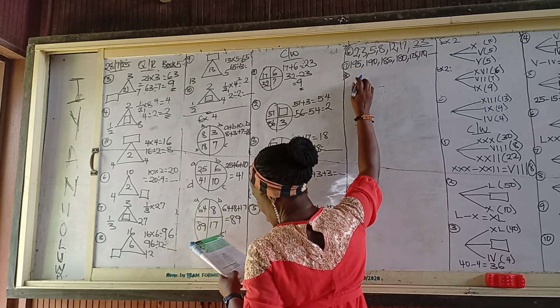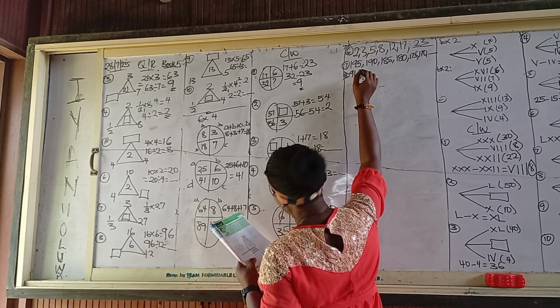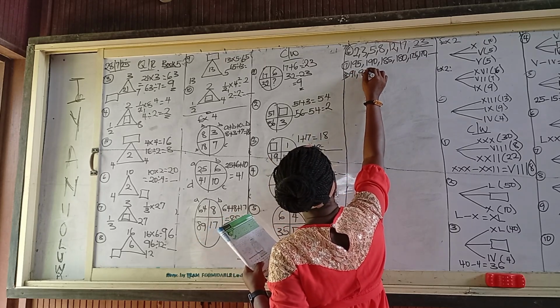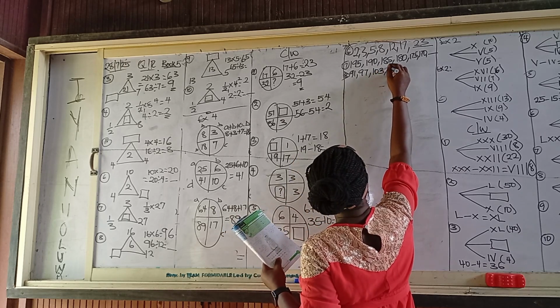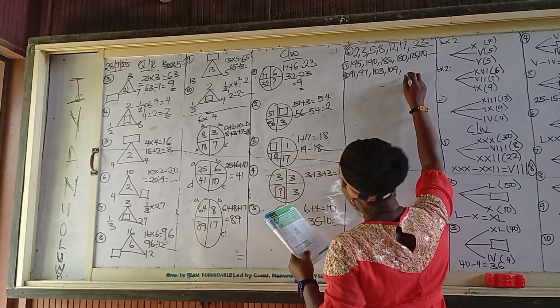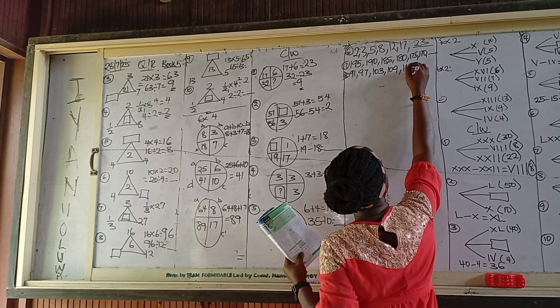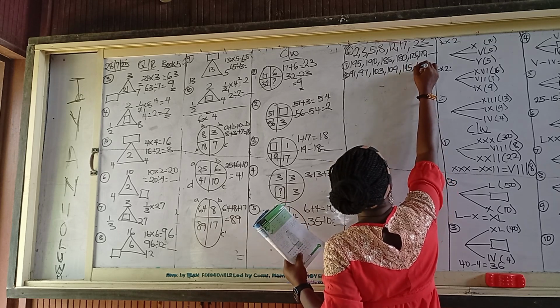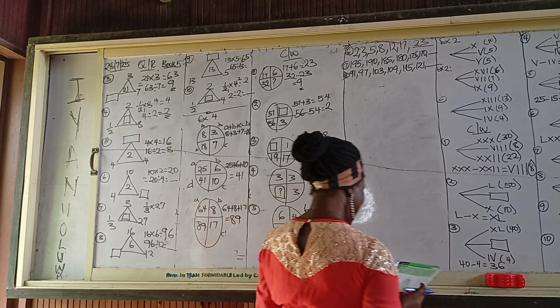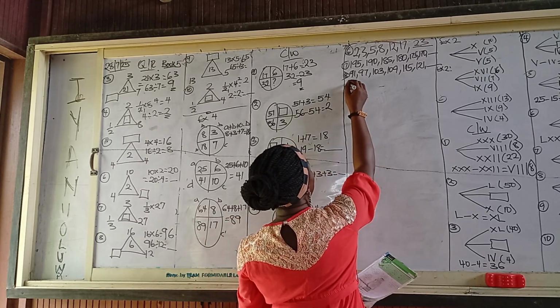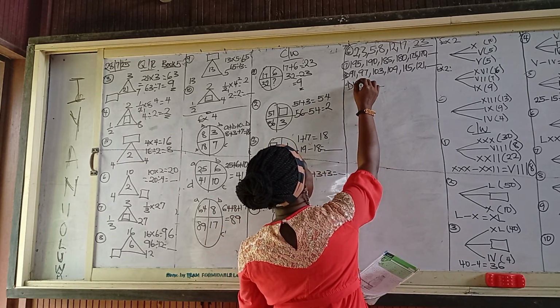Number 8, we have 91, 97, 103, 109, 115, 121. Just look at the series, and here we have 197.